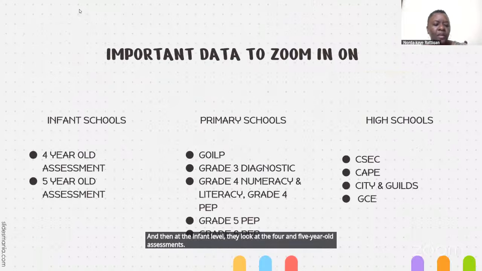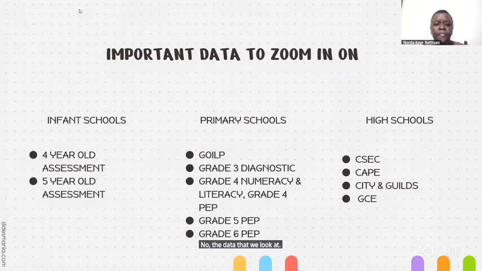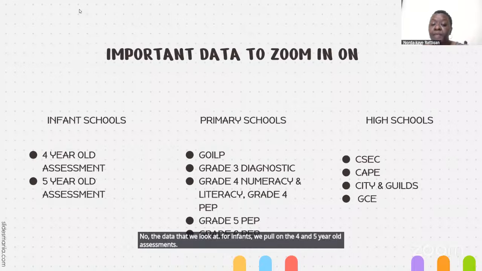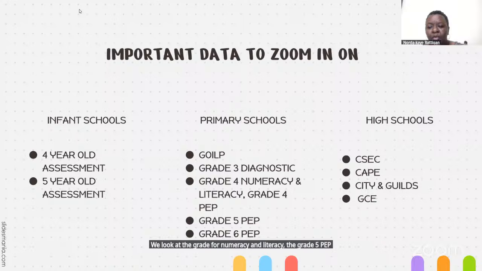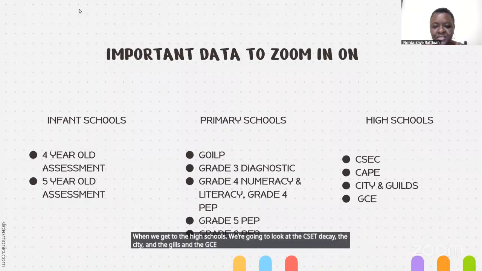Now, the data that we look at for infants, we pull on the 4 and 5-year-old assessments. For primary schools, we look at the GYLP. We pull on the grade 3 diagnostic. We look at the grade 4 numeracy and literacy, the grade 5 PEP, grade 6 PEP. When we get to the high schools, we're going to look at the CSEC, the CAPE, the City and Guilds, and the GCE. Not sure if GCE is still going on.